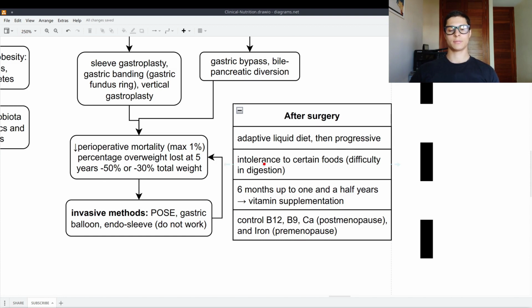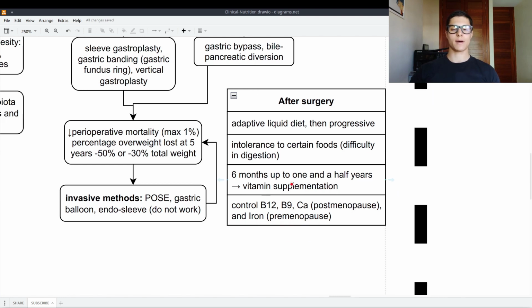We also have to take a look at intolerances, because we can develop an intolerance to certain foods. There is more difficulty in digestion, of course. For example, red meat is hard to digest, and we can create a little intolerance there. And we have to provide a vitamin supplementation 6 months up to 1.5 years, because our gastrointestinal tube has to readapt itself, and it's not very great at digesting and absorbing everything as before. So vitamins supplementation is essential. Control also the vitamin B12, vitamin B9, very important for the gene expression, calcium in the postmenopause women, and iron in the premenopause women.